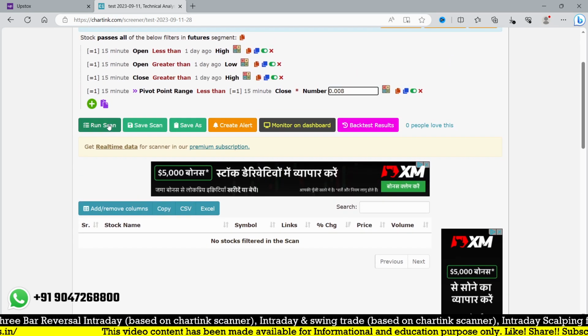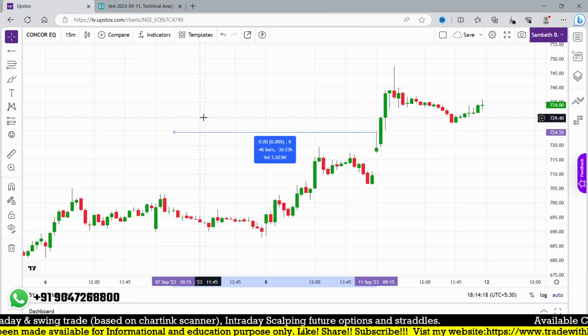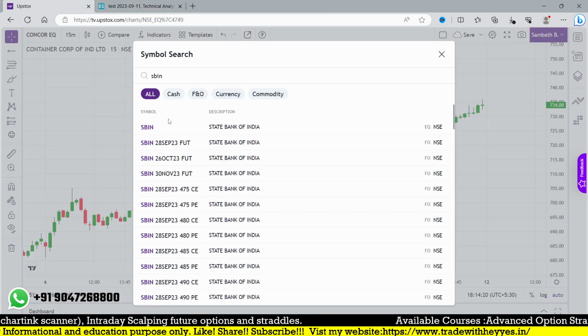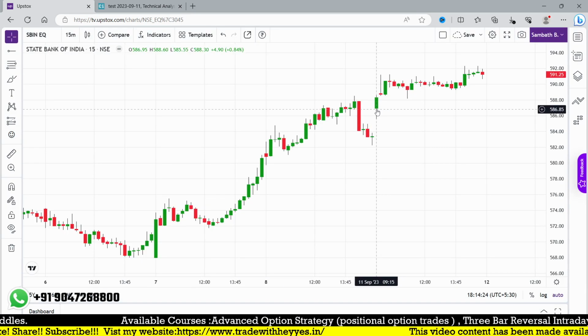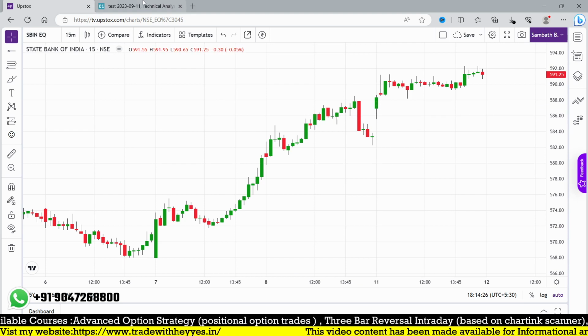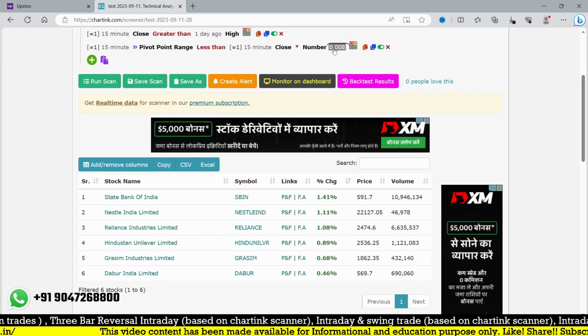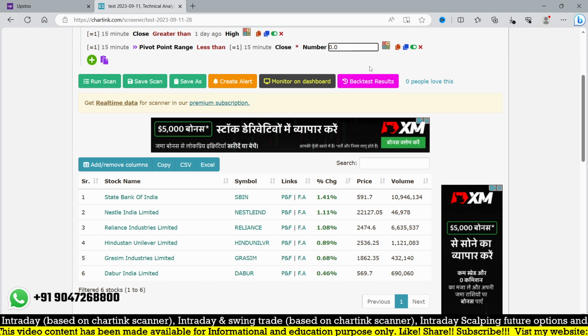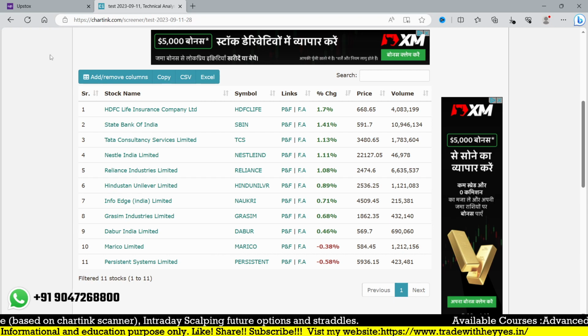0.08, you can see the percentage, SBIN. Let me go for SBIN. What happened here? The percentage of this particular stock, high and low, is less than 0.8. So like that you can change it to filter out the stocks. 1% is good enough, so you can focus on stocks within 1%.